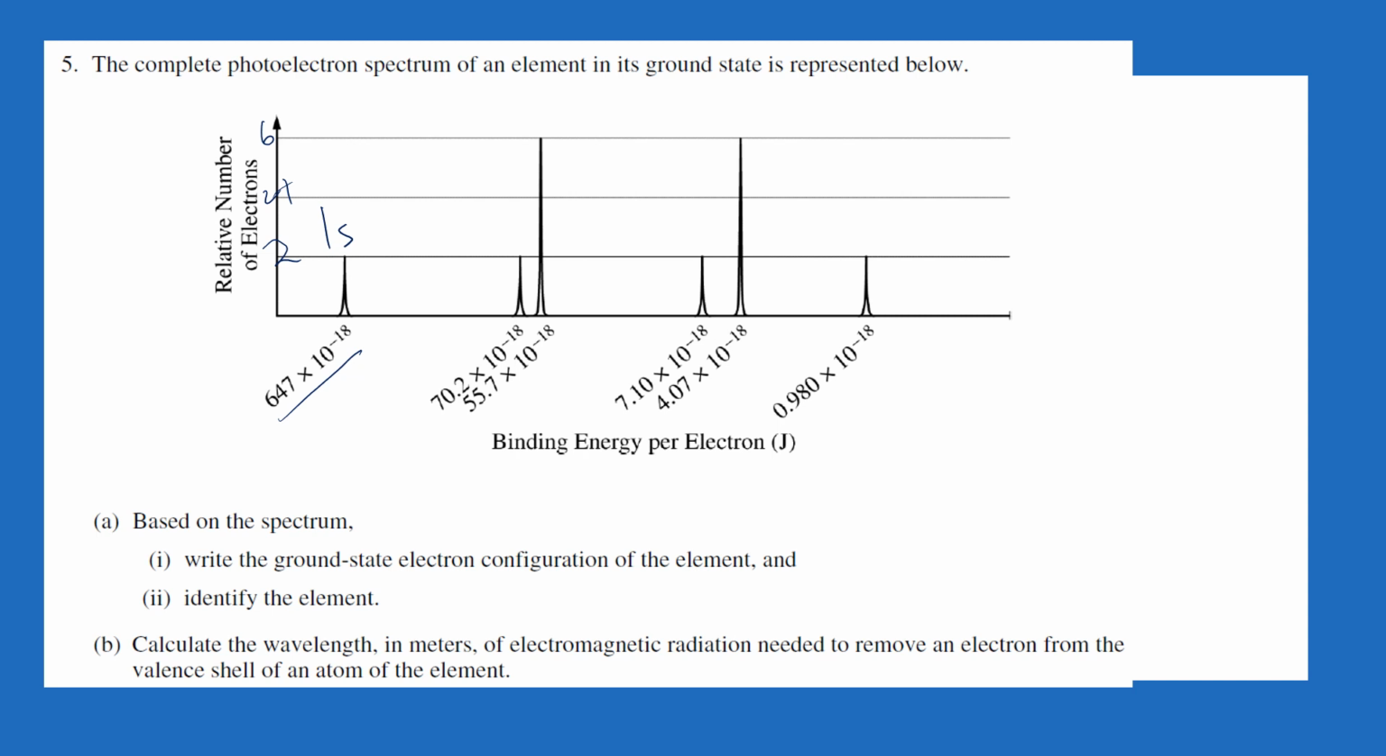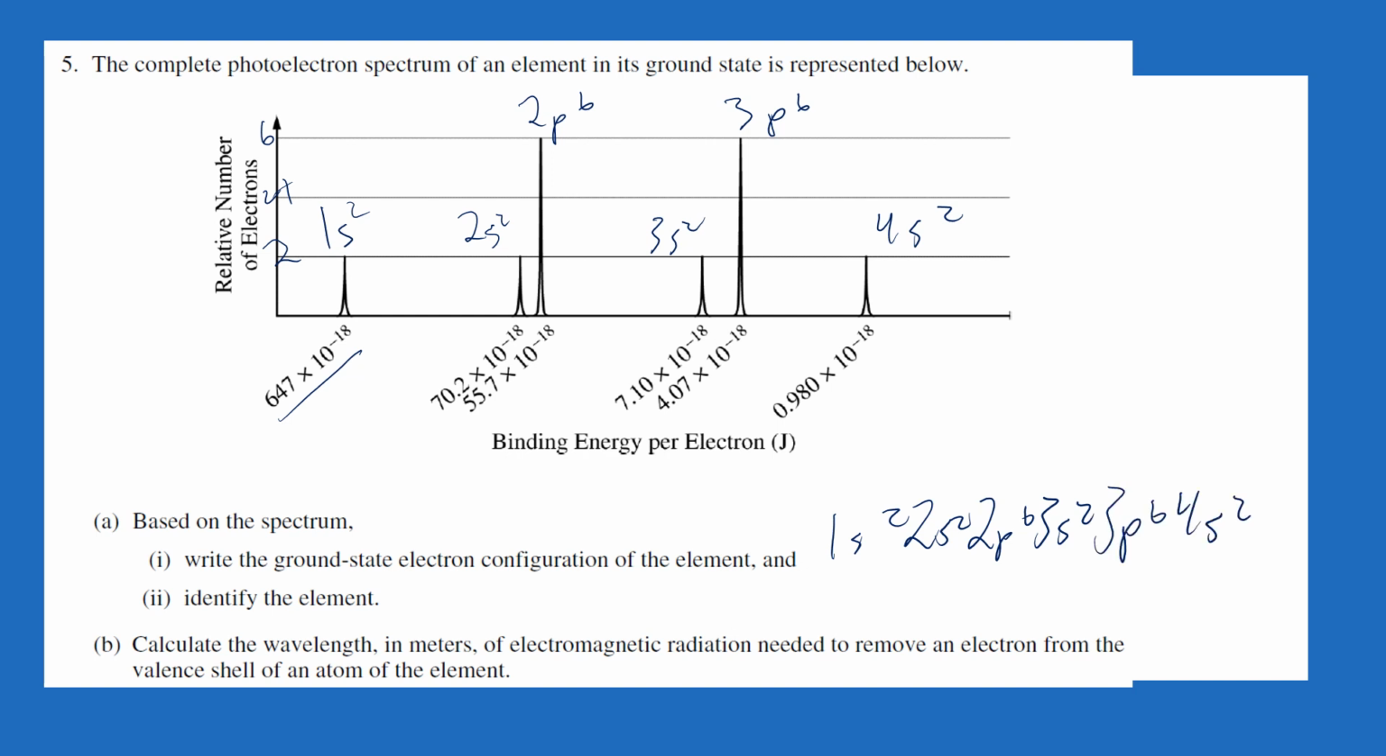And so this is 1s2, and then the next one up is 2s2, and then 2p6, and then 3s2, 3p6, 4s2. I annotated it on the graph, but it's the same thing here: 1s2, 2s2, 2p6, 3s2, 3p6, 4s2. And so our element, if I look at my periodic table, it's calcium, 20 electrons. So you could count the electrons or you could just look for the 4s2.